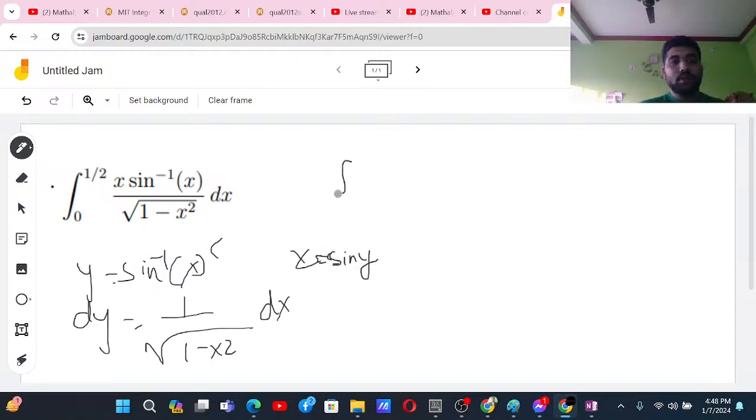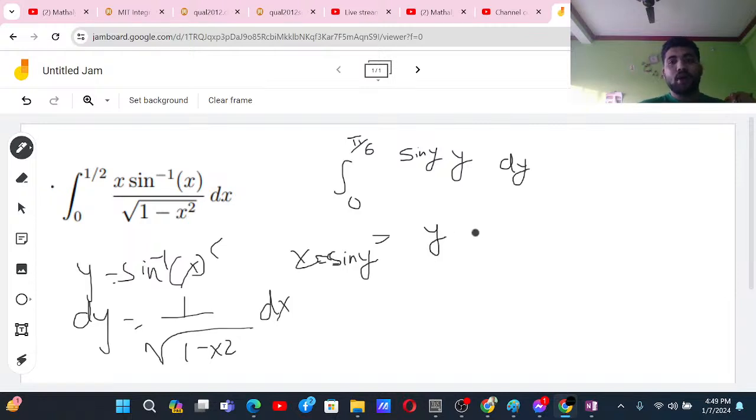So the integral will be from 0, where sine inverse x is 0, to 1 by 2, where sine inverse x is pi by 6. And x is just sine y, sine inverse x is y, and dx by root 1 minus x square is just dy. Now this is the new integral. Now use integration by parts.